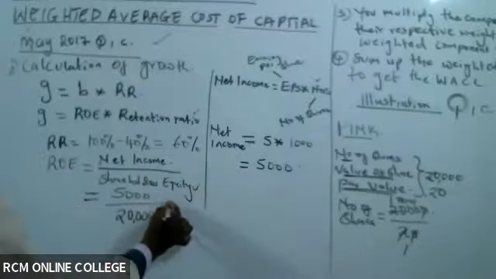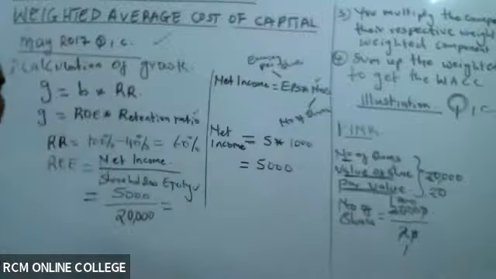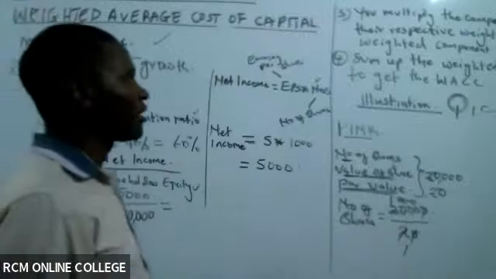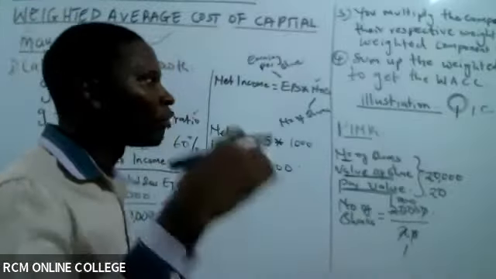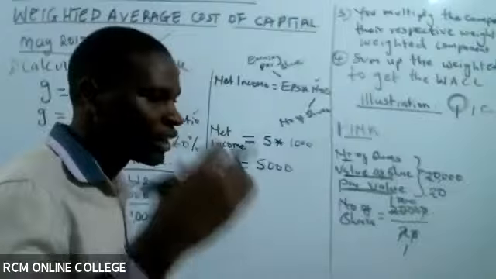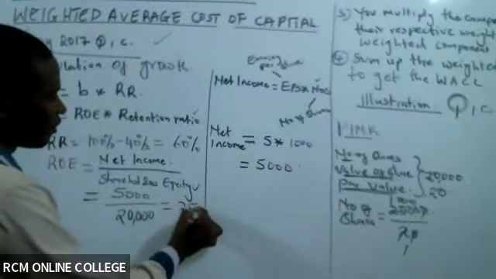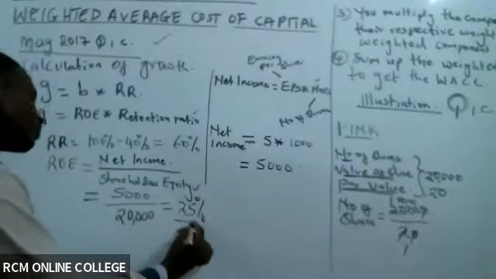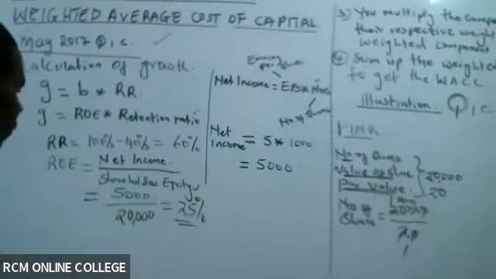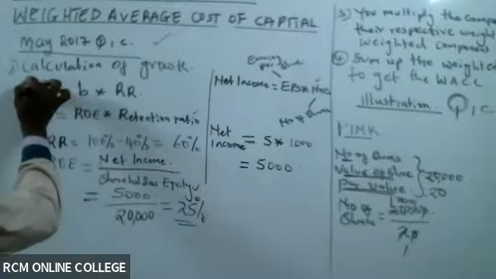Net income formula, Margaret: just write that net income is given by earnings per share multiplied by the number of ordinary shares. It has been given as 25%. So that is our ROE. That is our B, 25%. Now, can we get our G?